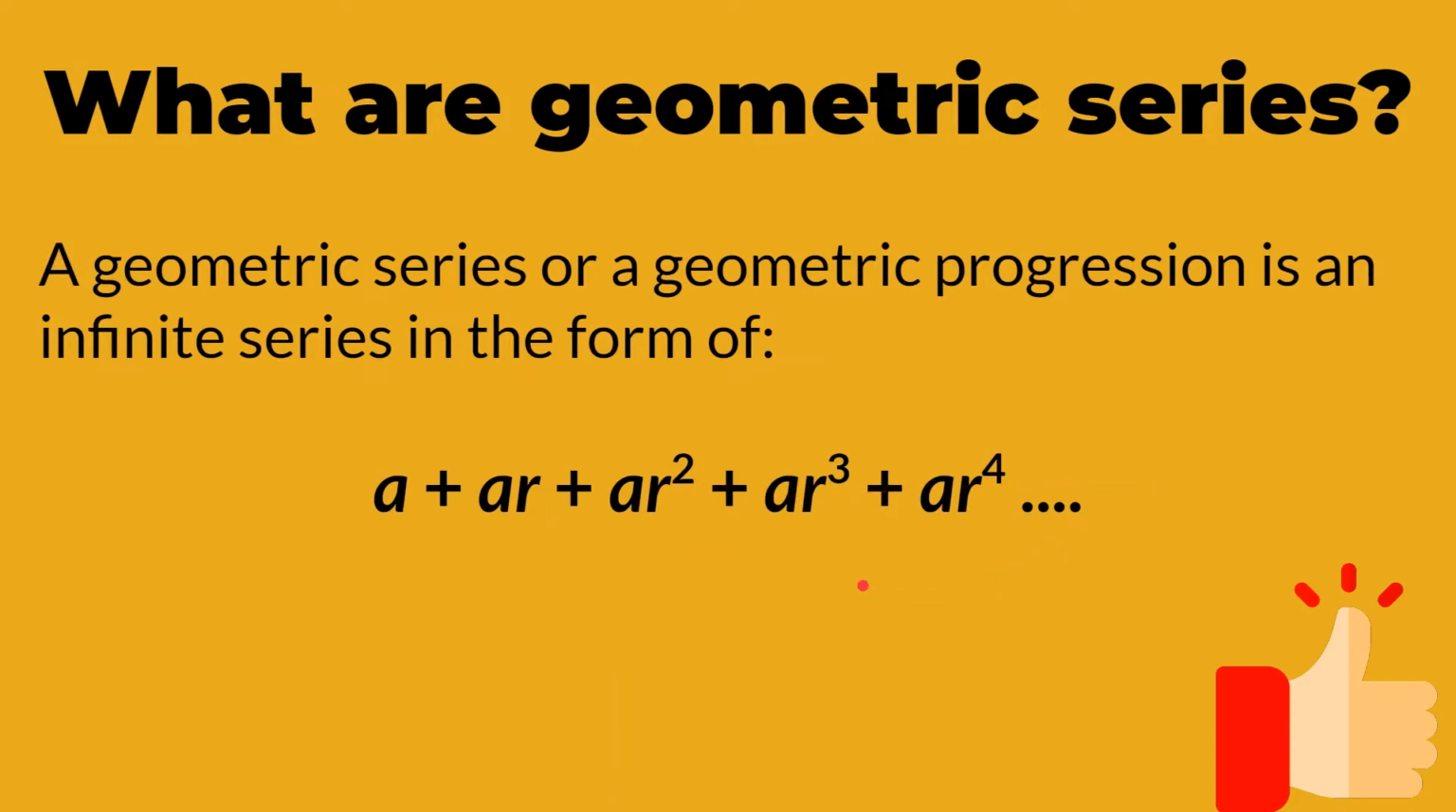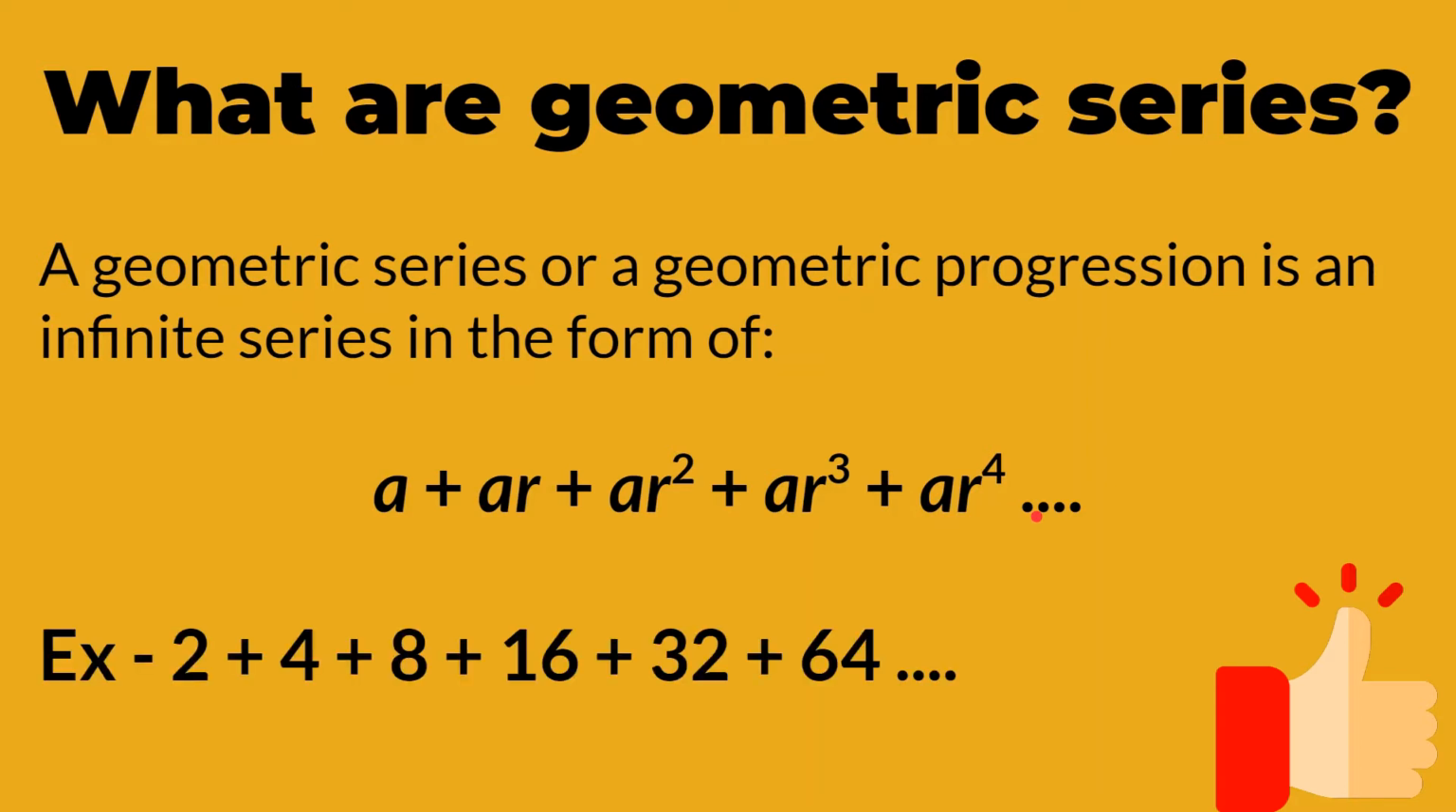So it means that first you have to take any number a, multiply it by another number r, add the product to a, and then take that number ar, multiply it again by r, and then add it to the previous sum, and so on.